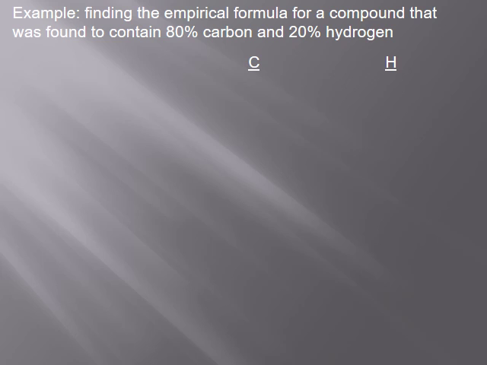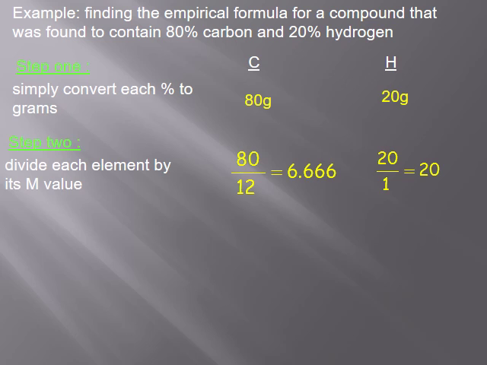Okay, so again, you're thinking maybe it's going to be out of 100 grams, isn't it? Just like the empirical formula case. So the first thing you have to do is convert each of those percentages to grams. So we'll call it 80 grams carbon, 20 grams hydrogen. So divide each by its atomic mass. So it will be 80 divided by 12 gives 6.666 for carbon and 20 for hydrogen. Notice there's a ratio coming now.